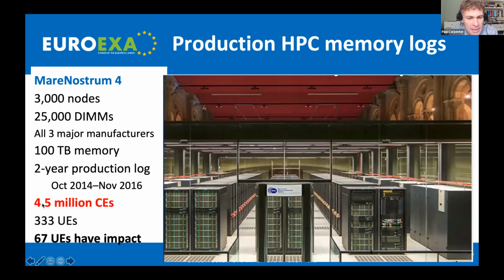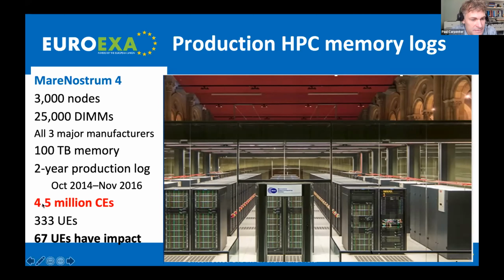So on the question of logs, we worked with MareNostrum 4, which is the previous generation, but the log was taken during the production period of 2014 to 2016. It's a large scale machine, 3000 nodes, 25,000 DIMMs. In fact, all three major manufacturers of DRAM are represented, with a non-trivial number of DIMMs from each of them. In the study, there's some distinction and discussion about differences, anonymized, of course. We cannot say who is who, but we have A, B, and C.